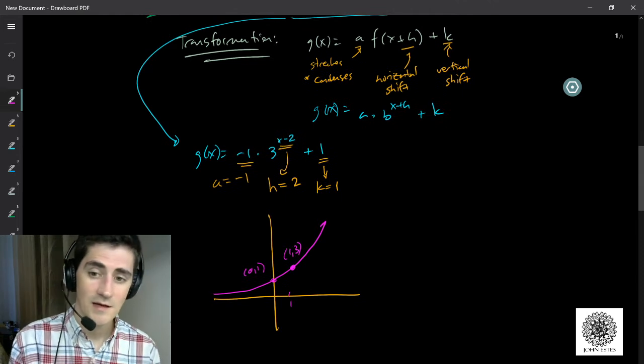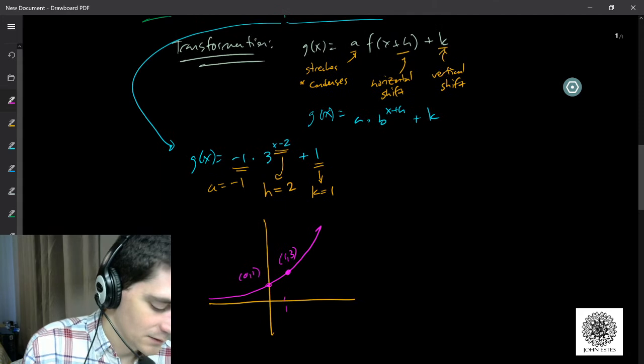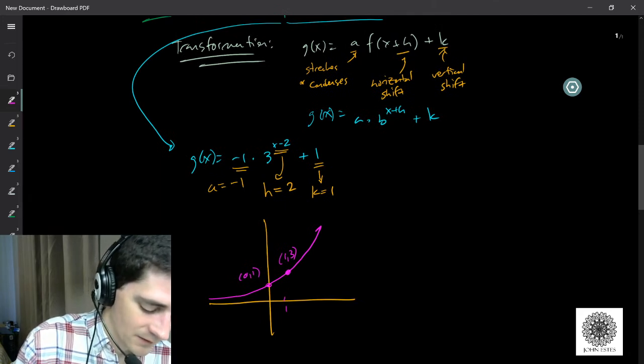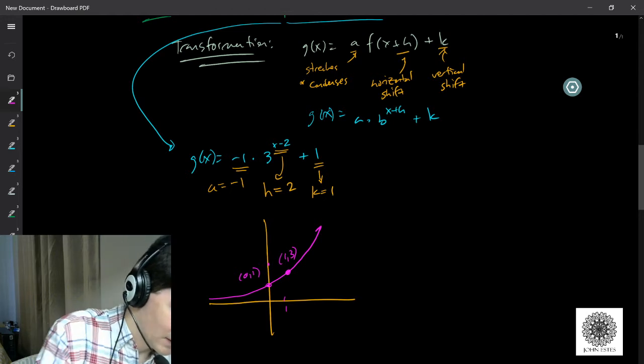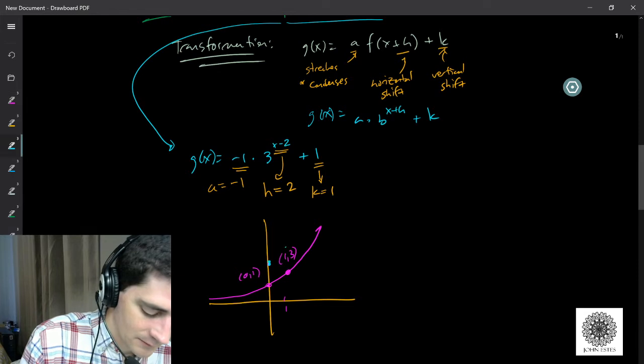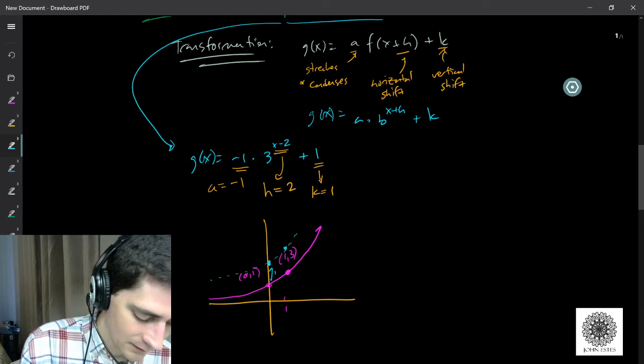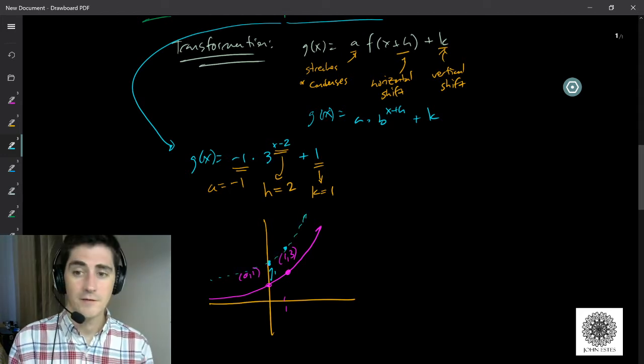Now we're going to take that same graph and apply our transformation. One thing we have to do, the vertical shift says we move everything up 1. So I'm going to change my color and move everything up 1. Okay, so that's my vertical shift. If I just had that, it would look like this. Same graph, just everything moved up 1.